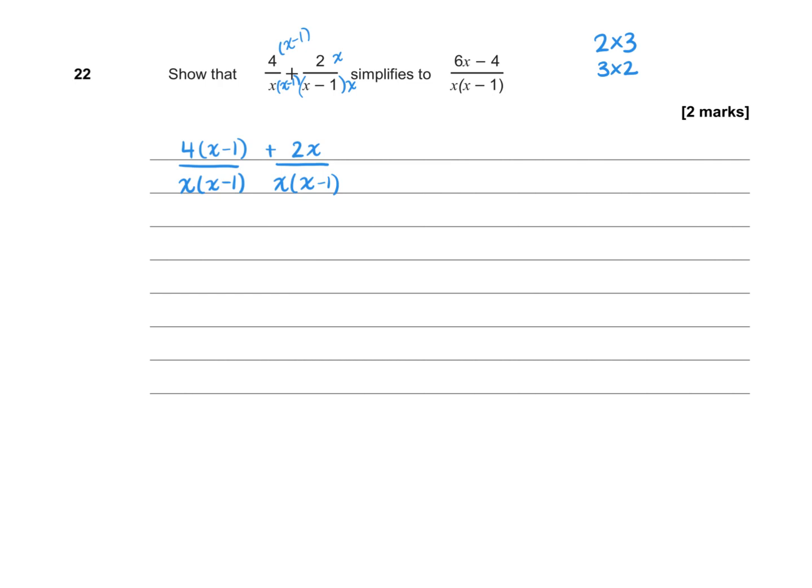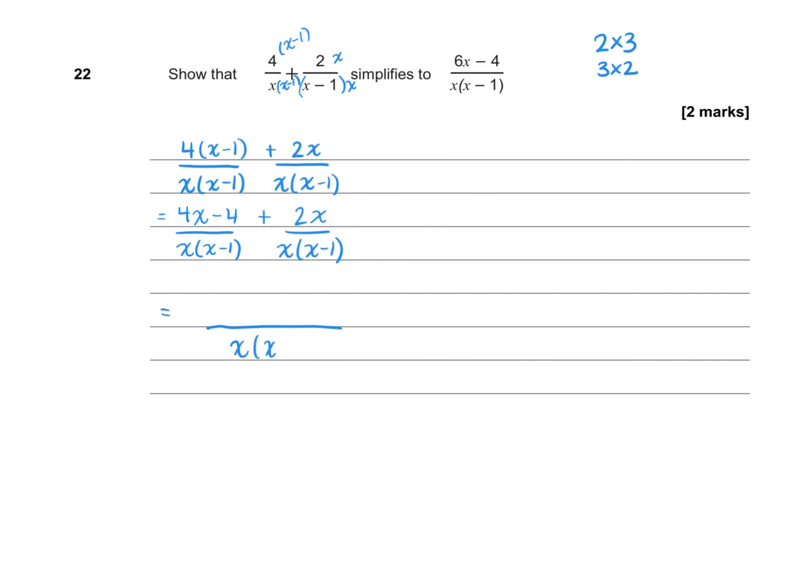All right, expanding out the first bit, I have 4x minus 4, and that's going to be over this denominator, plus 2x all over x times x minus 1. All right, now that both of those fractions have the same denominator, I can make them into one giant fraction.